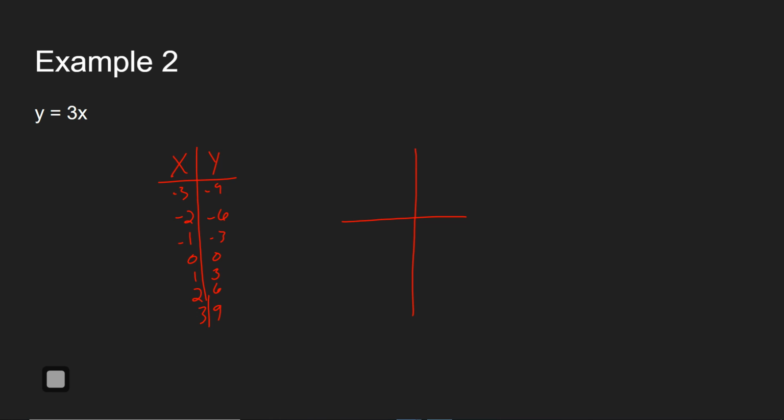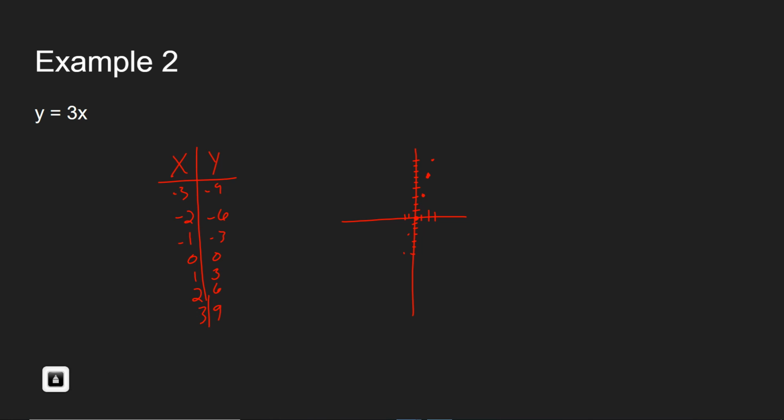Quick sketch of the graph. I'm going to start at 0, 0. I'm going to go up 3 and over 1. Down 3, back 1. And there we go.